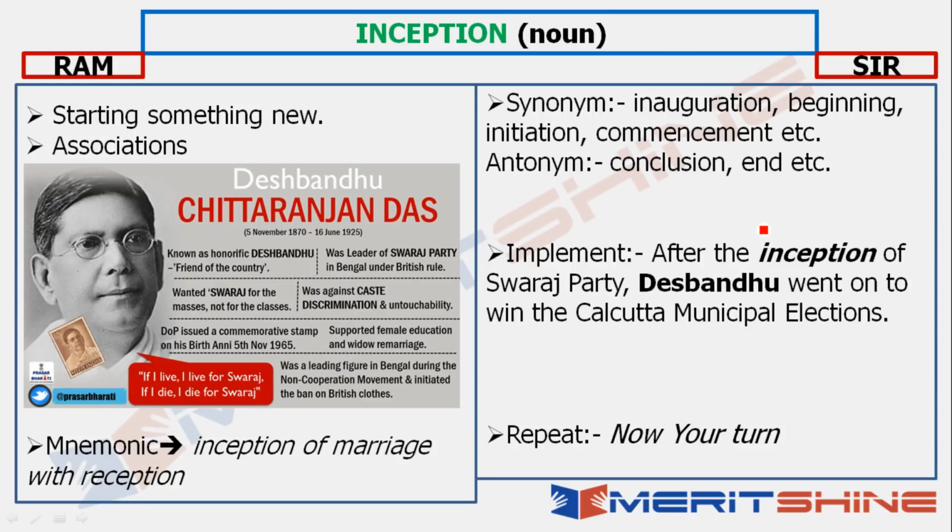Synonyms: inauguration, beginning, initiation, commencement. Antonyms: conclusion, end. Implementation: after the inception of the Swaraj Party, Deshbandhu went on to win the Calcutta municipal elections. Right, so that was Deshbandhu Chittaranjan Das. I would say he was the guru of Netaji Subhash Chandra Bose. Netaji Subhash Chandra Bose used to say that Deshbandhu Chittaranjan Das was his guru.